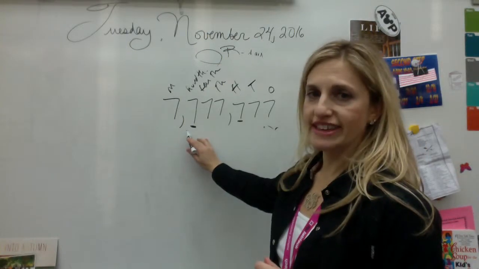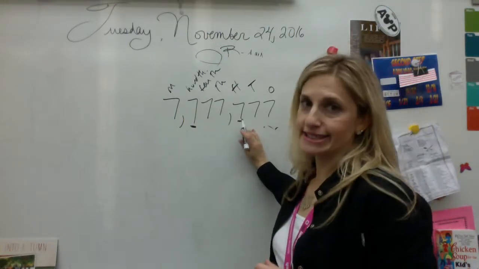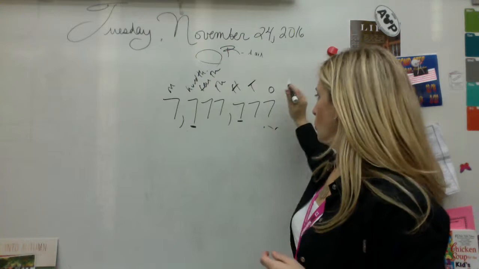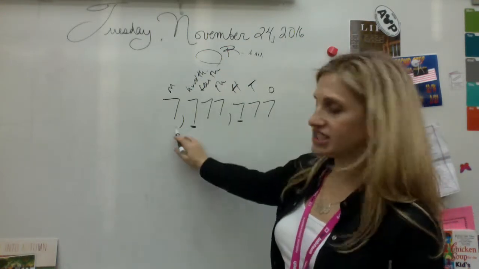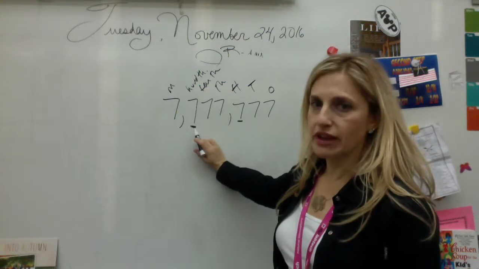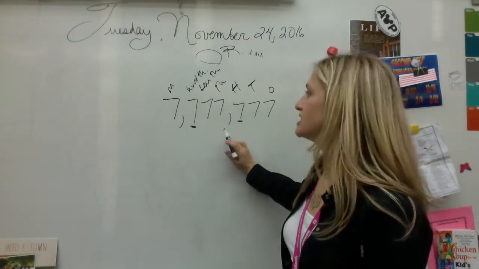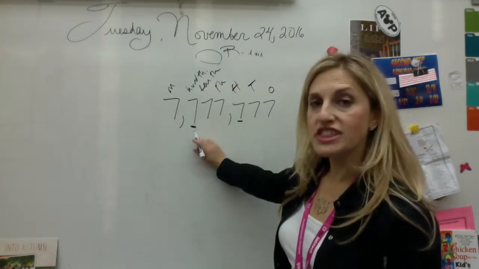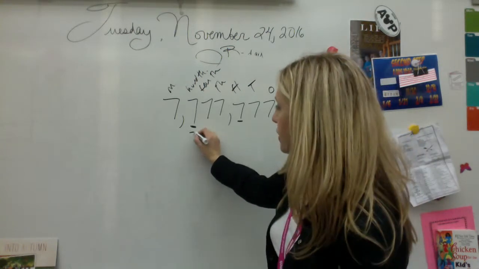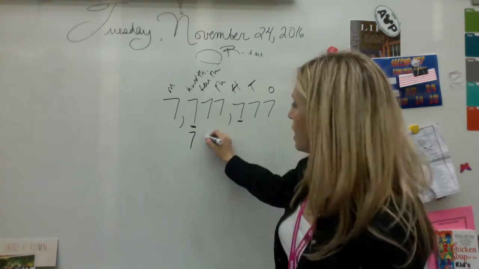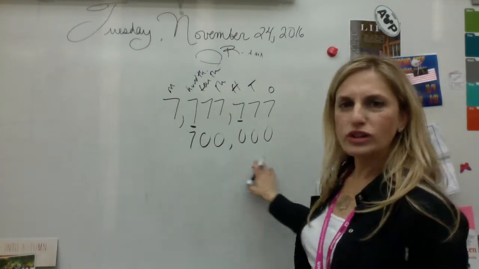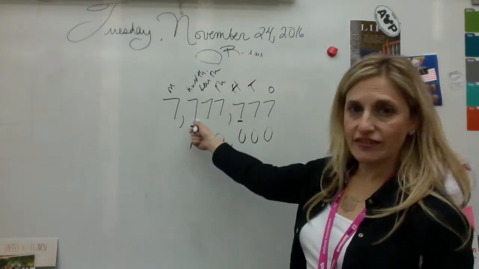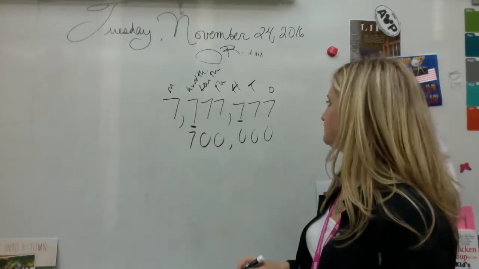The value of this 7 versus this 7. What I started to do is I wrote the place value so I know how to read it. And this is 7,777,777. So for the value of this 7, what I need to do is I pop the same digit down, and I'm going to fill in all the extra spots with zeros. So the value of this 7 is 700,000.